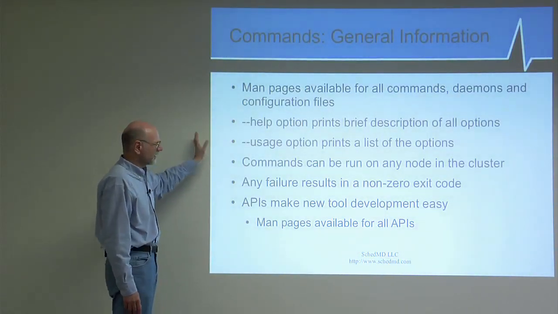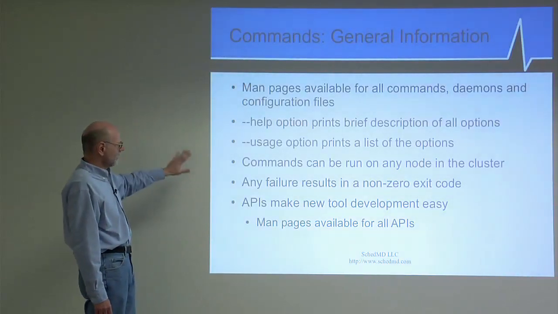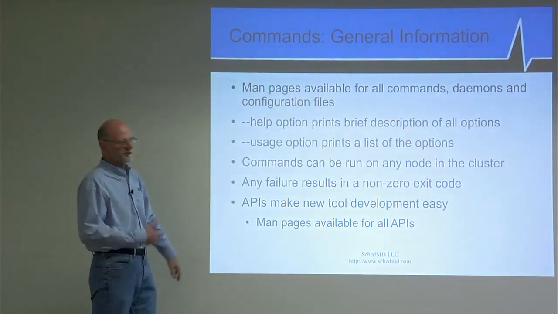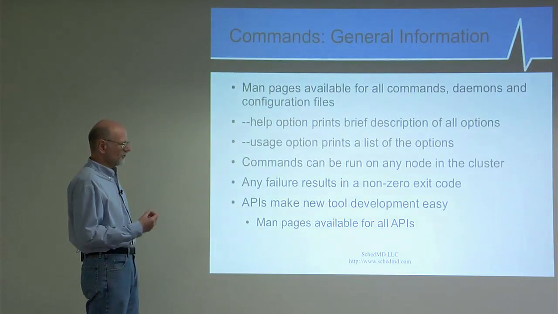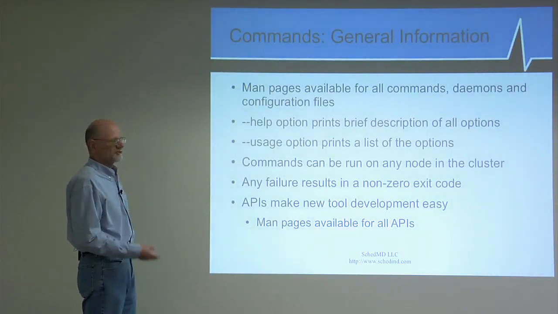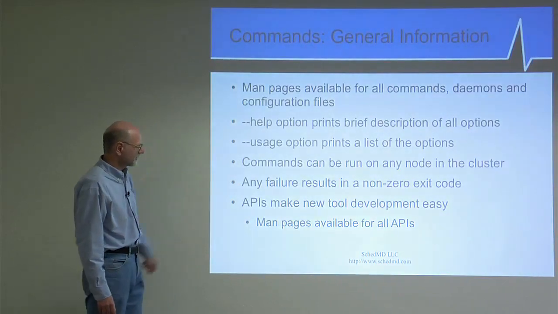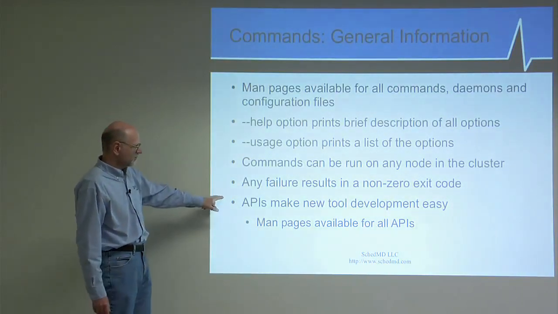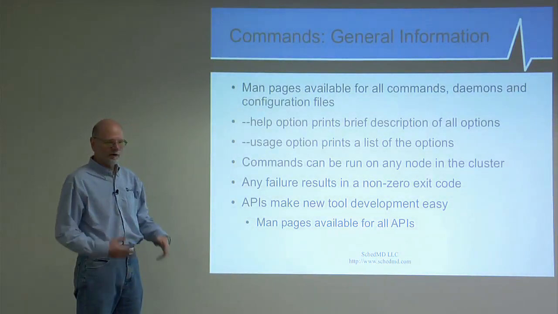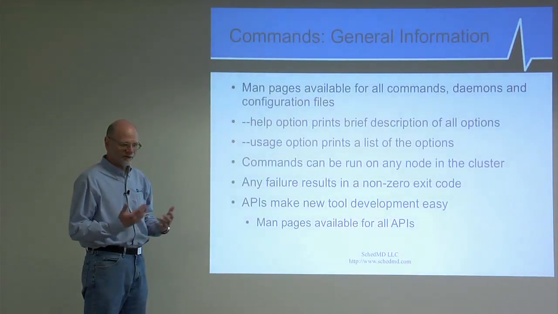The commands can be run on any node in the cluster. If any failure happens, when you submit a job, if something fails, or you want to status a job and it isn't found or whatever, any sort of failure results in a non-zero exit code. And there are APIs available for all the functions that Slurm does.